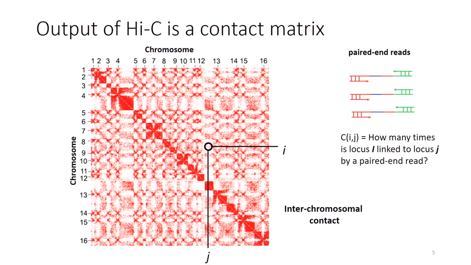When you run one of these assays, you get tens of millions or potentially up to billions of paired-end reads. These are typically organized into a matrix, where the dimensions of the matrix correspond to the length of the genome. This is a yeast genome here. You can see there's a strong diagonal because you have lots of contacts within chromosomes. Each entry in the matrix is essentially a count of how frequently, within this population of heterogeneous cells, these two DNA loci were close together, close enough to be cross-linked by the formaldehyde.